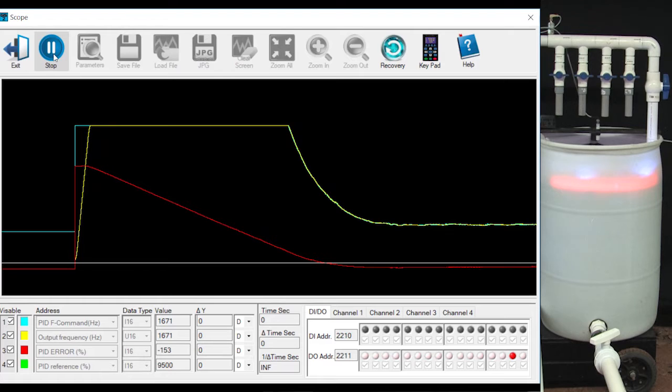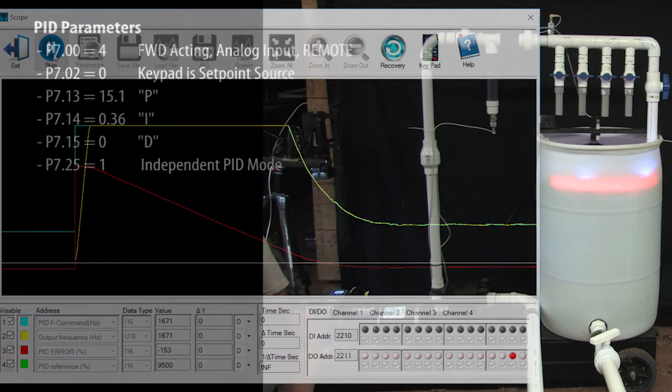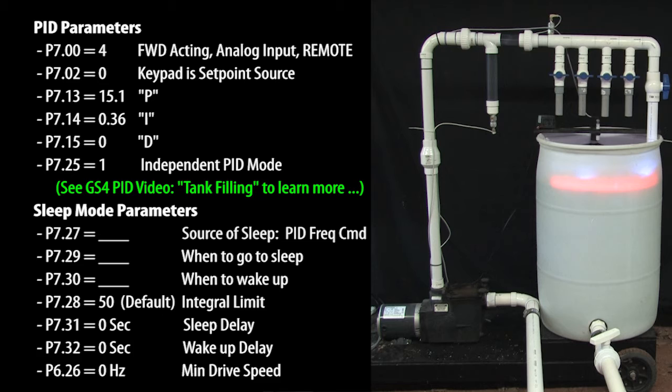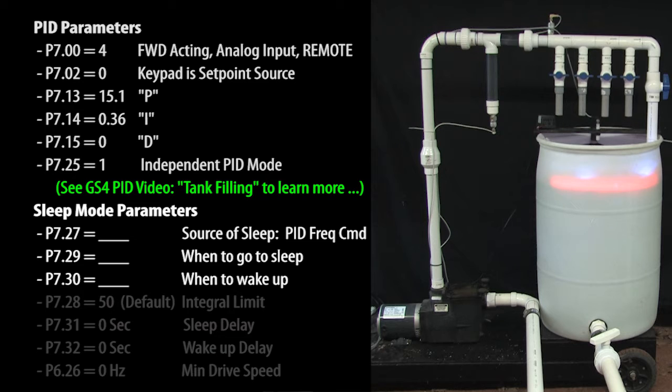Let's add in Sleep Mode to this example so we can see how it works. These are the PID parameters I'm using. There's a separate video showing you how this was done, so we won't do that again here. And these are the Sleep Mode parameters. We only need a couple of these to get started. First, we need to tell Sleep Mode to watch the PID frequency command to make its decisions. That puts us in Sleep Mode 2.